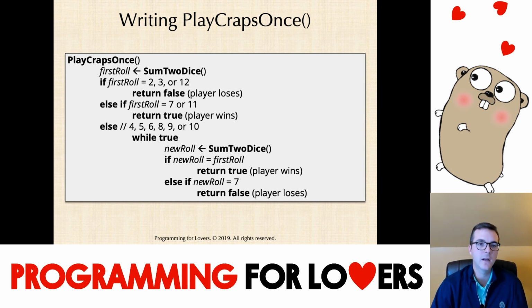I actually don't need the else because if I reach the else, then I know that 4, 5, 6, 8, 9, or 10 is equal to whatever the first roll is. But I'll provide it here just for the sake of simplicity, or consistency, I should say, so that we've got one case where we win, one case where we lose, and one case where we continue rolling. And so first roll will have kind of variable scope outside of this else statement because we declared it at the beginning. And so we're going to have a loop then that will continue rolling.